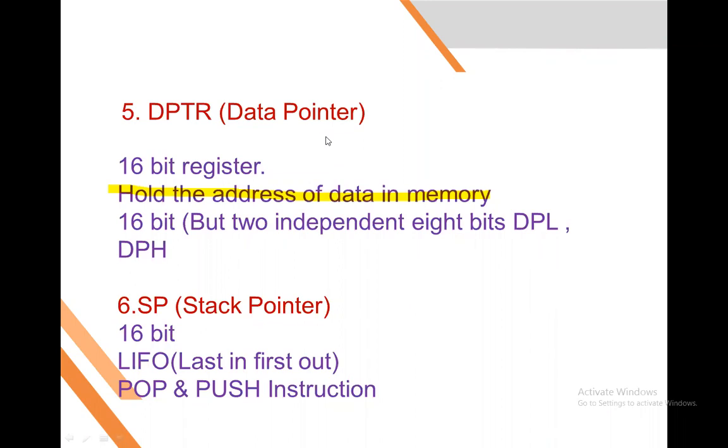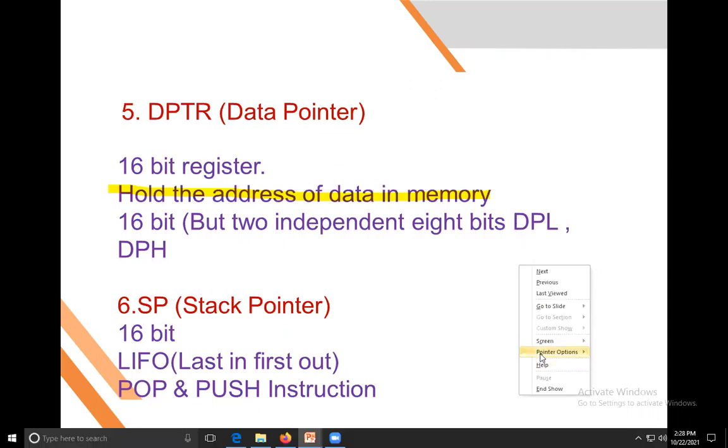The DPTR is a 16-bit register. It has two independent 8-bit registers, DPL and DPH. So this is the 16-bit DPTR register. It is called the data pointer, which is a part of the 8051.